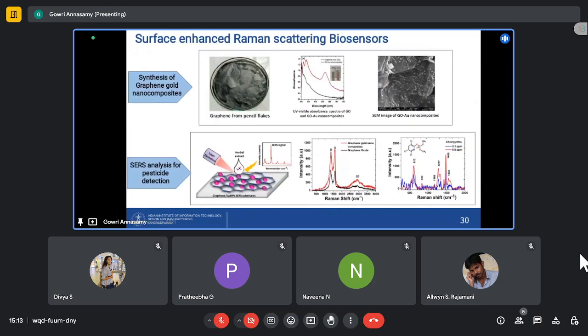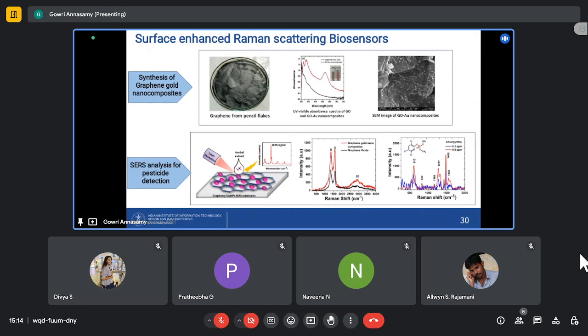In one of our research studies where we employed this graphene gold nanocomposite, this is the graphene from pencil flakes. We have not done anything; we have taken the lead, ground it into powder, and from that we have synthesized this graphene gold nanocomposite. Already, as I mentioned, gold has a peak absorbance near 530 nm, and you could see the structure where gold is spread onto the graphene layer, due to which there is an enhancement in the Raman scattered signal. We have employed this for detecting pesticides in herbal products.